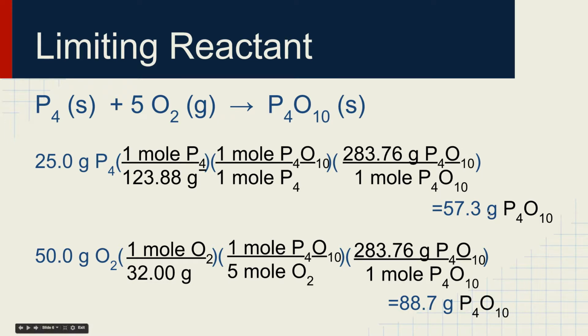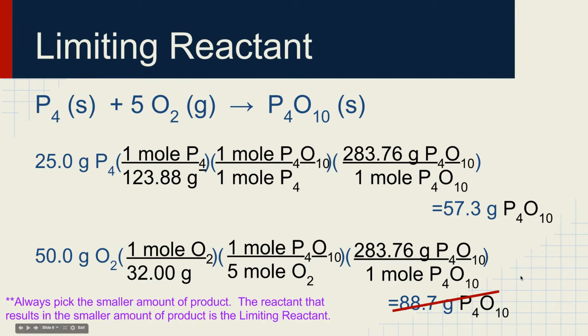But we can't make both of these. We don't add them up, because one of these is going to get used up first. And you can see from the smaller amount of product that the phosphorus is going to get used up first. So we cross out that larger quantity. We don't use that number. You always want to pick the smaller amount of product for the answer to the question.